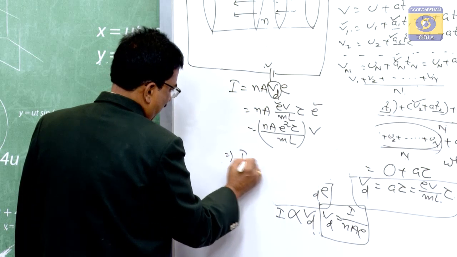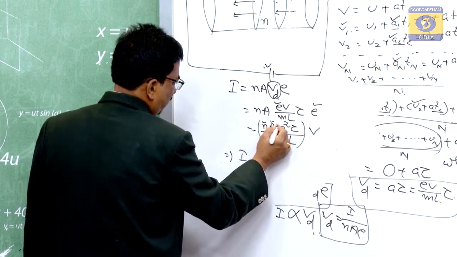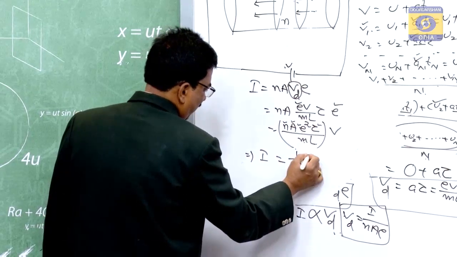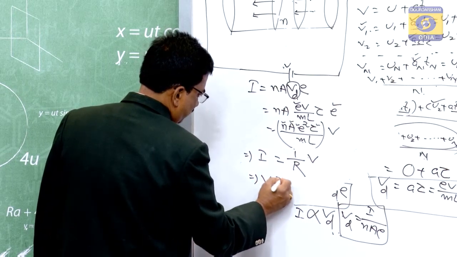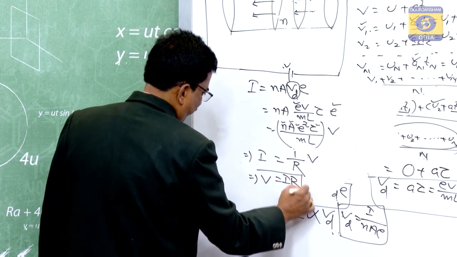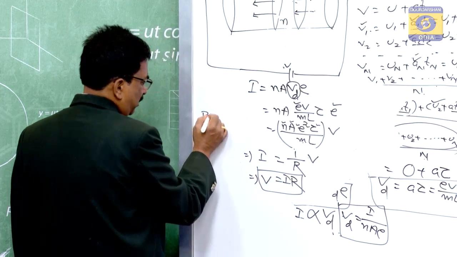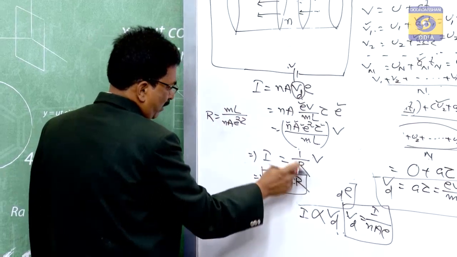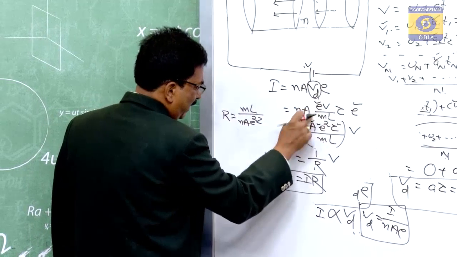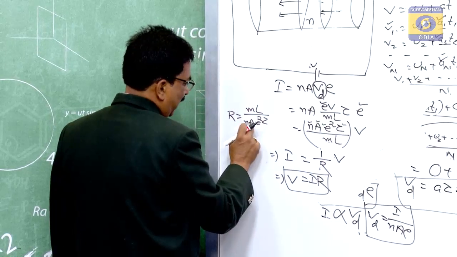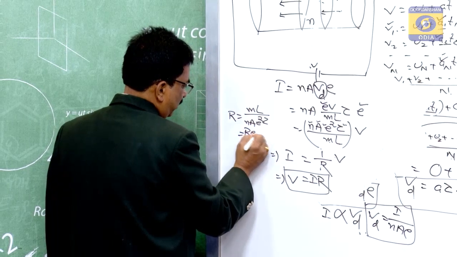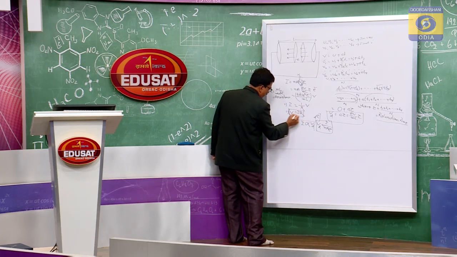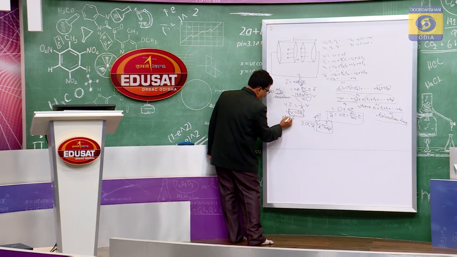So, this implies I is equal to a quantity in which N, A, e, tau and m l are all constants. That constant is taken as 1 by R of V. So, this implies V is equal to IR. This R is equal to m l by N A e square tau, because 1 by R is equal to this much, so R will be its reverse. This is known as the resistance. So, V is equal to IR, this is known as Ohm's law.